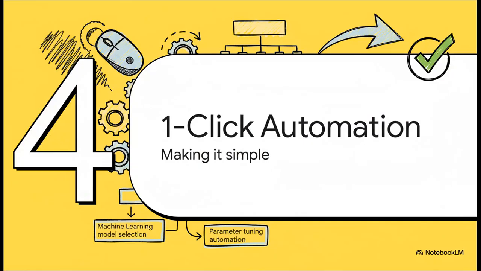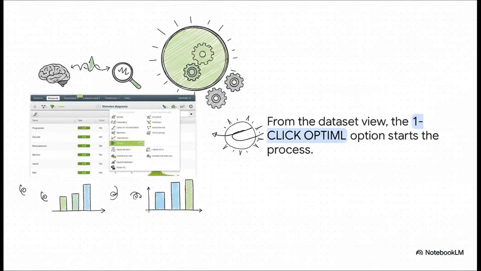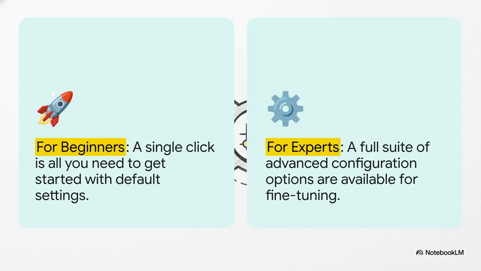Okay, that's all the theory. But what does this actually look like for you, the user? You might be surprised by just how simple it is. This is the magic right here. From your dataset view, it is literally one click. You select OptiML, and the entire automated search and validation process kicks off immediately. No complex setup required to get started. It's that easy.